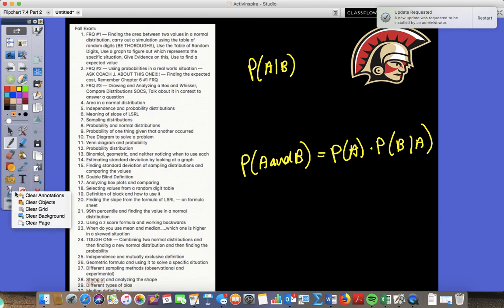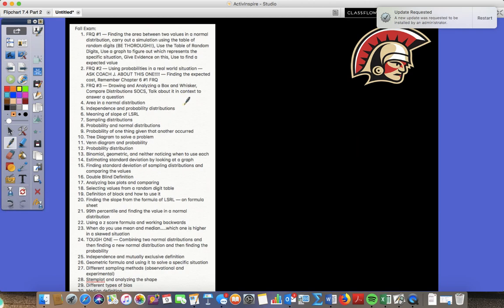Tree diagram to solve a problem. This is one where you could go back to chapter 5 with the tree diagram stuff, so this is a chapter 5 problem. What this talks about is, let's say there's a vaccine that says yes and no. It says yes 10% of the time and no 90% of the time. And then it says, when it says yes, it is false.